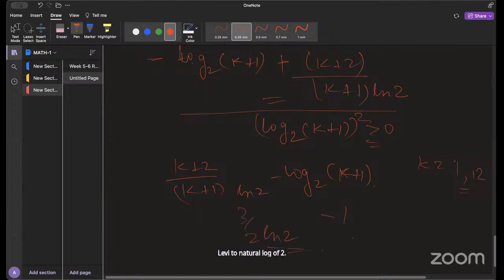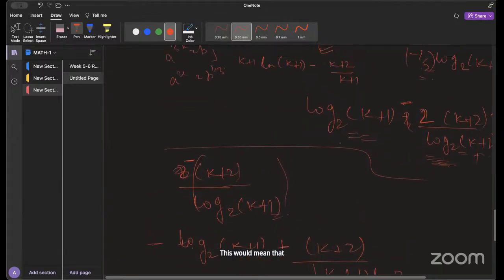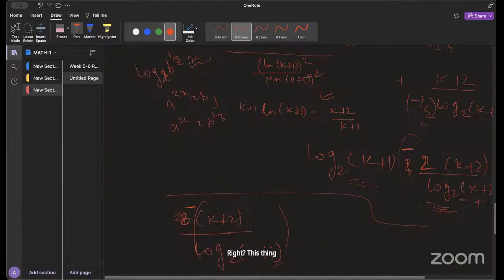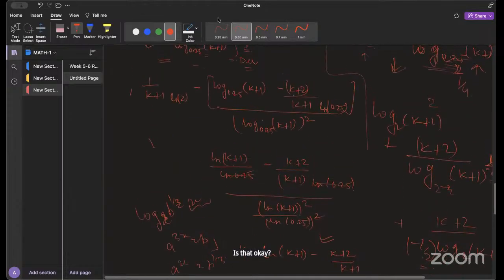So it'll be tedious, you'll have to calculate everything, and if they all turn out to be greater than zero, then this would mean that this thing is an increasing thing, right? This we already know is increasing. This would mean that this whole thing together is increasing. Is that okay? Is it okay now?